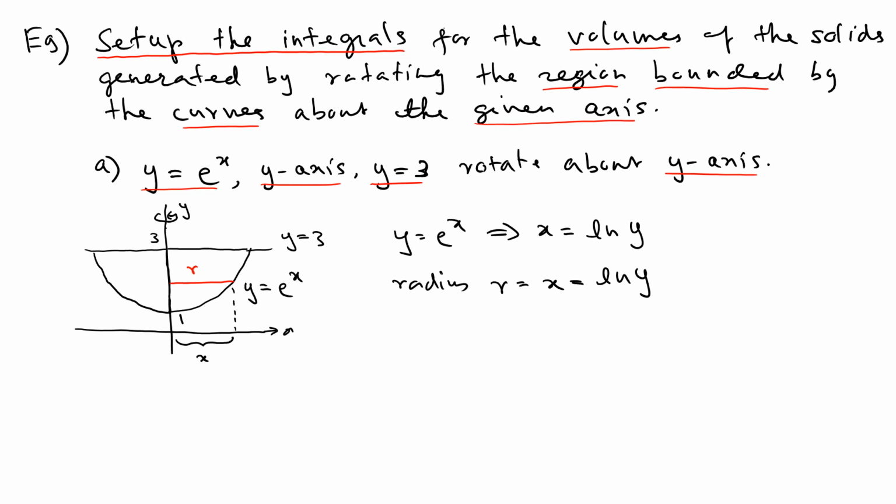So we can write the volume formula now. V equals the integral from 1 to 3 of pi r squared dy. So it is pi times the integral from 1 to 3, where r is ln y, squared, dx, dy actually. It's a dy problem.